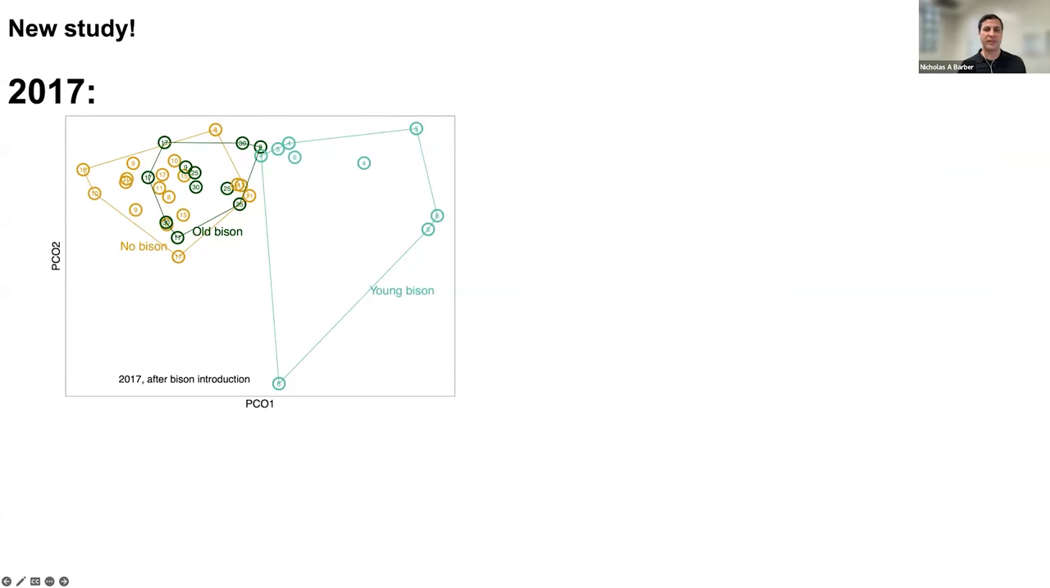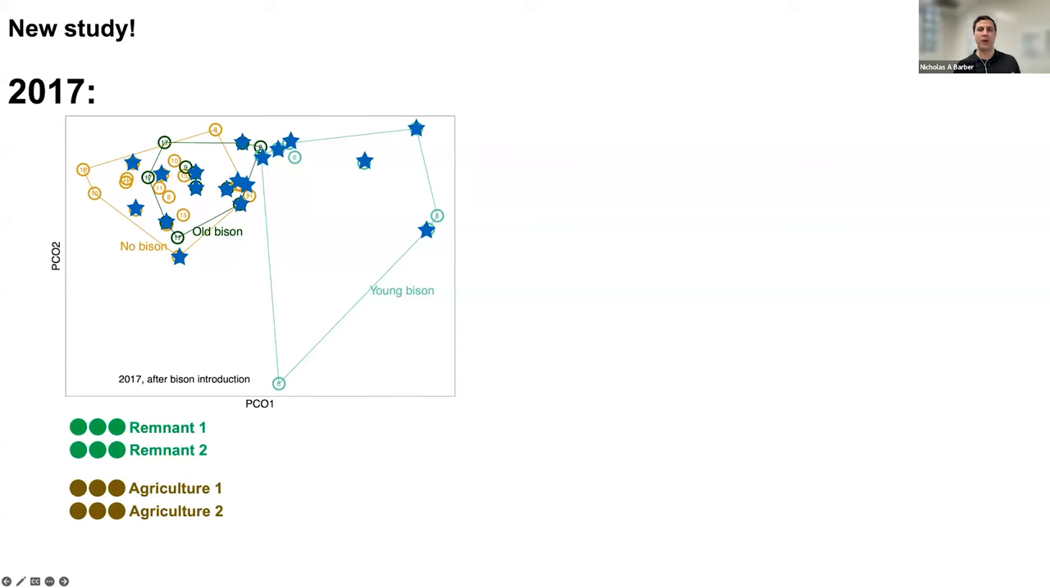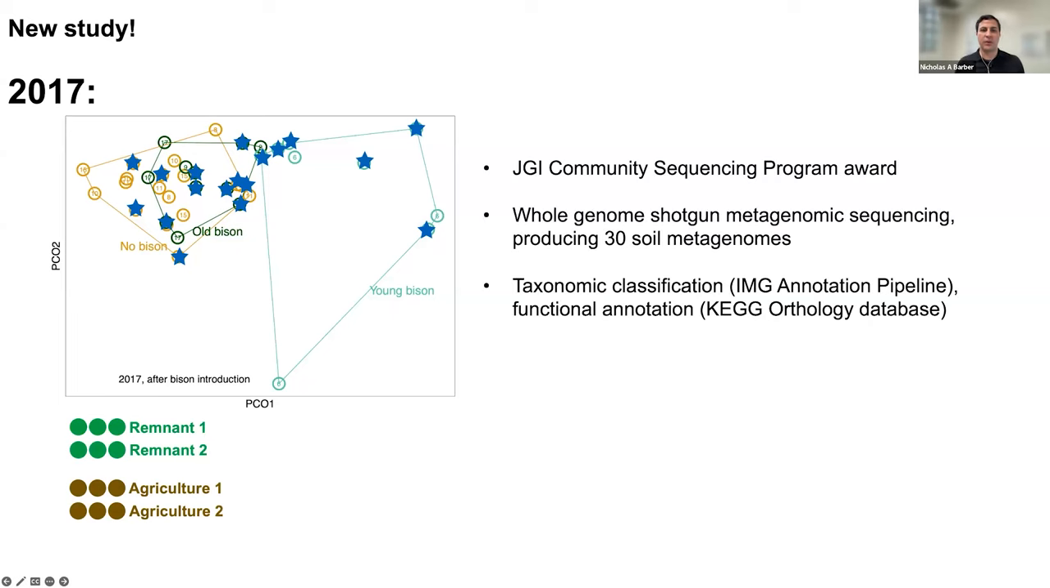From our 2017 samples, we selected the spring, summer, and fall samples from 6 restorations, and then the samples in spring, summer, fall from the 2 remnants and the 2 ag fields. And then thanks to a community sequencing program grant from the Joint Genome Institute, we were able to get 30 soil metagenomes using whole genome shotgun sequencing. From these, we got both taxonomic classifications and functional potential using the KEGG orthology database. And again, including both prokaryotes and fungi.